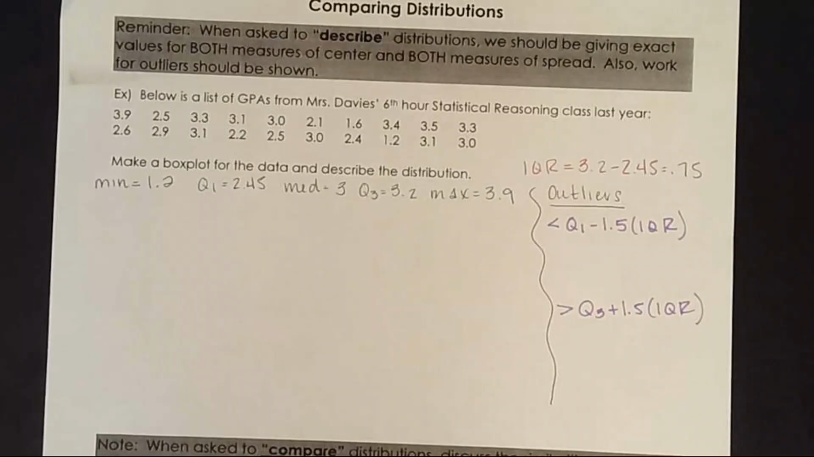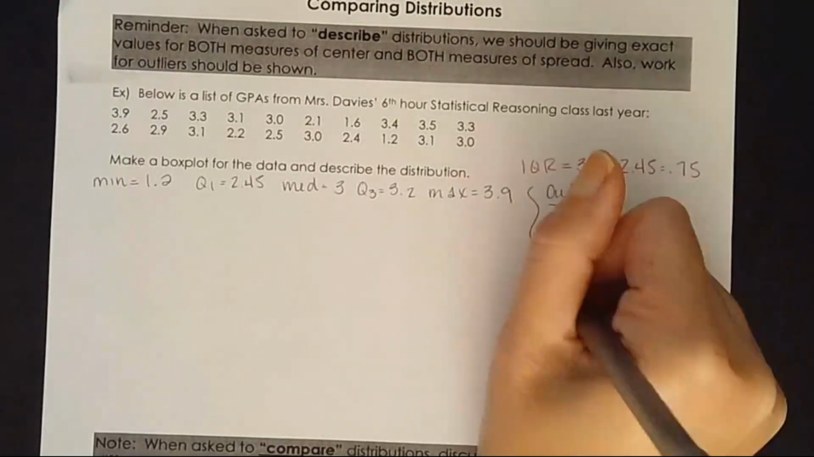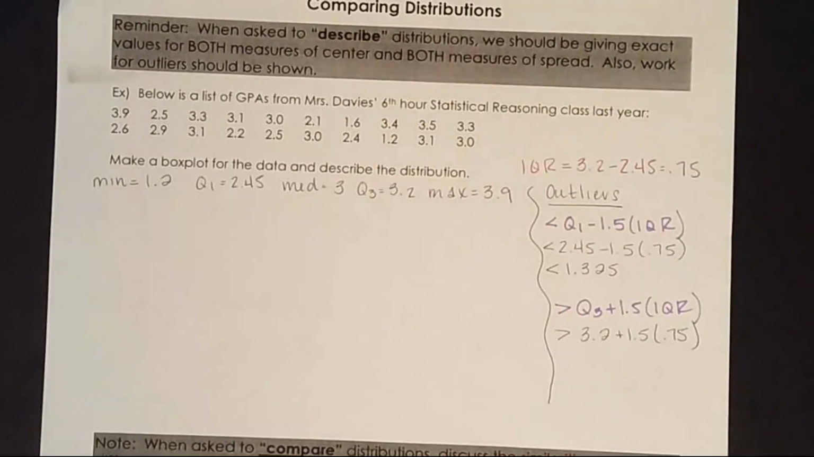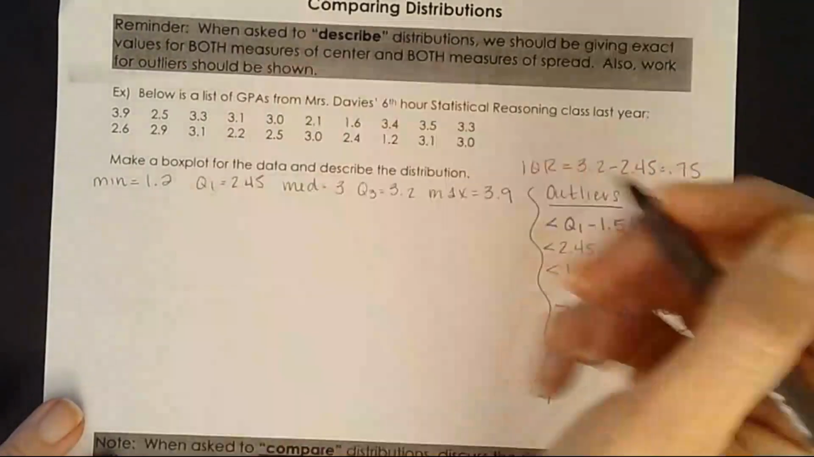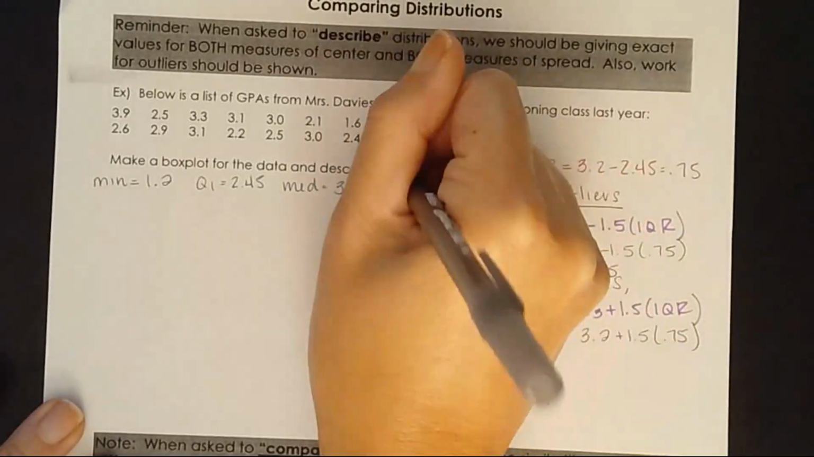Go ahead. Determine if there's any outliers. Okay, outliers in the lower direction: hopefully you got less than 1.325. Anyone agree with that? Okay, are there any outliers in the lower direction? Is there any number that's less than 1.325? Yep, there is. So, yes. Is it just 1.2? I think so.